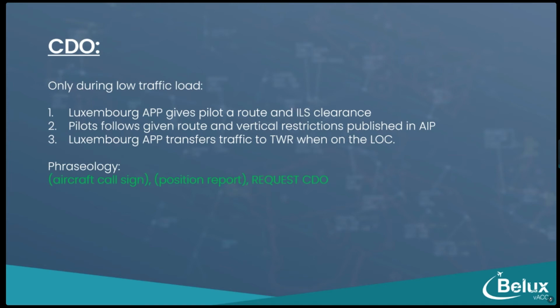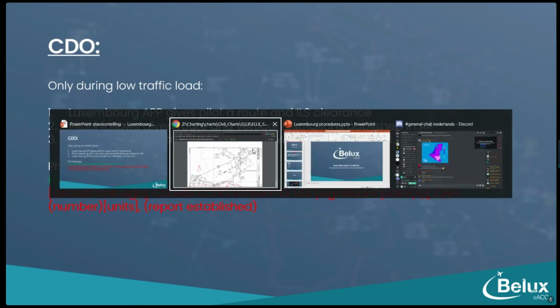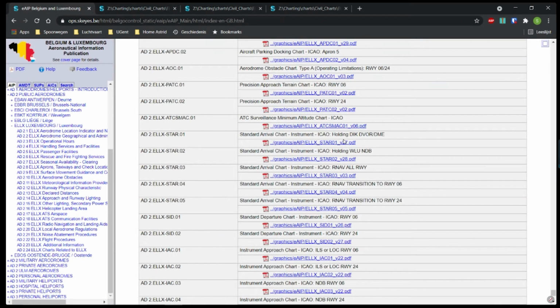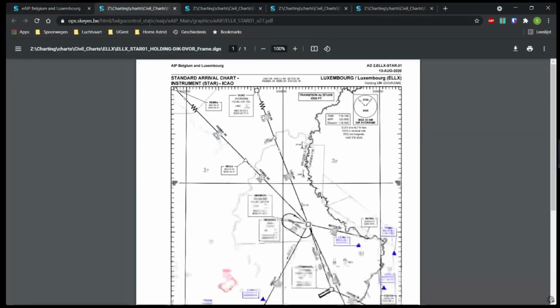Pilot calls you, says, for example, Luxair 210 Victor inbound to Diekirch, request CDO. And you just say, okay, Luxair 210 Victor, cleared CDO ILS runway 24 via Lima X-ray 242, and you give the QNH. He reports back. You can also include report established, and it's as easy as that. It's a really useful procedure. So let me quickly go over to these charts and show you what these points are.